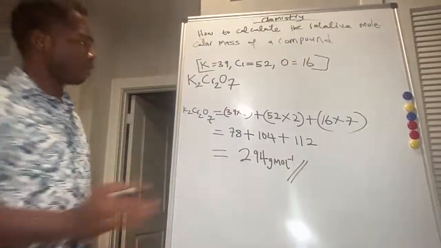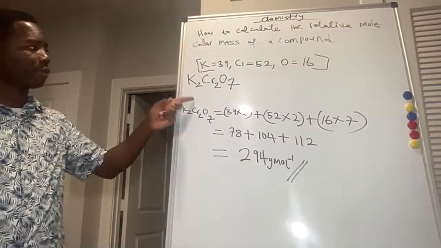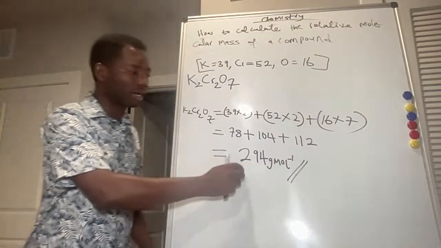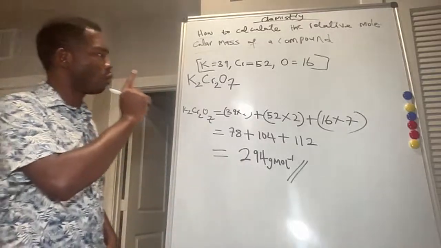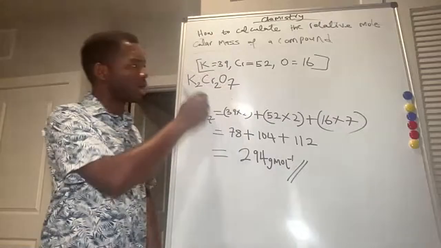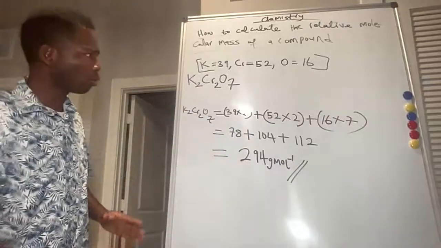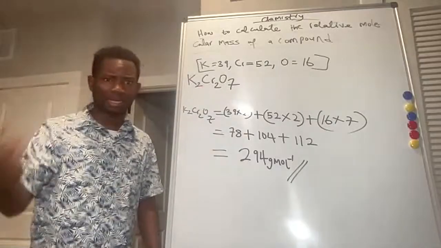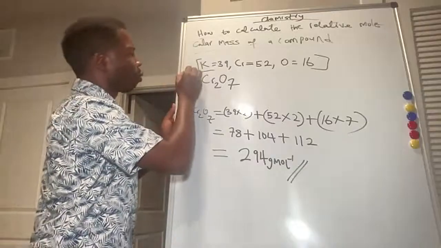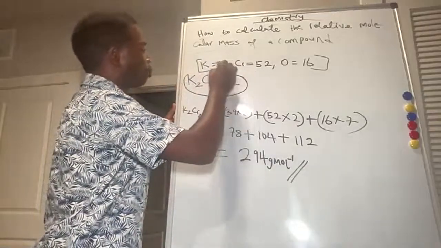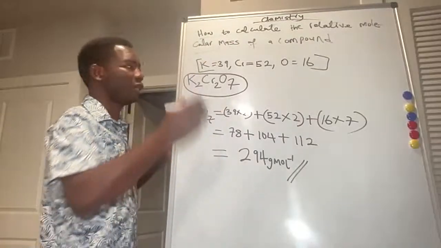This value means that for 1 mole of potassium heptaoxodichromate(VI), we have 294 grams per mole. For 1 mole of potassium heptaoxodichromate(VI), we have how many grams per mole? 294 grams per mole. Now, some students in the comment section keep asking me, sir, please, why are you calling this compound potassium heptaoxodichromate(VI) instead of (VII) or 8 or 9 or 10?